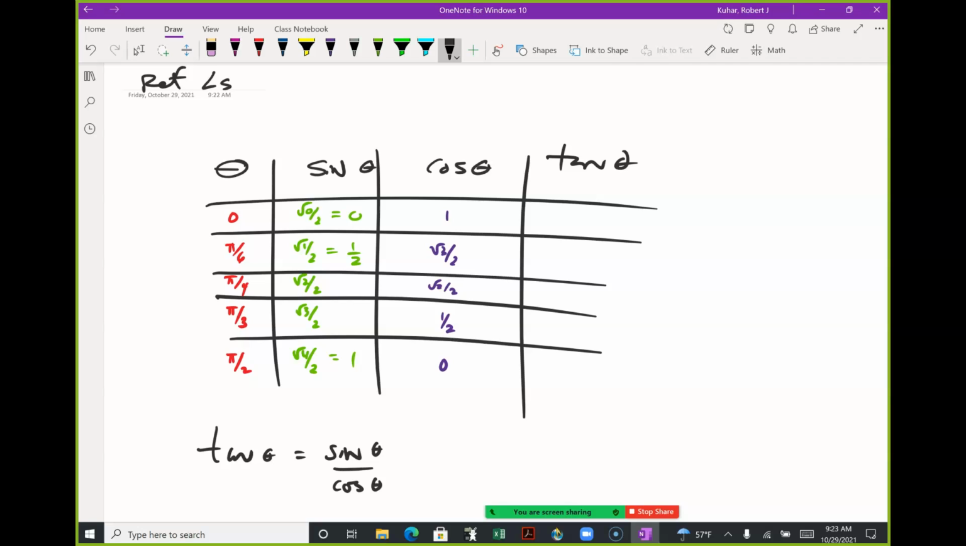Right? And so for 0 radians, it's 0 over 1. That's easy. For pi over 2 radians, it's undefined, 1 over 0.